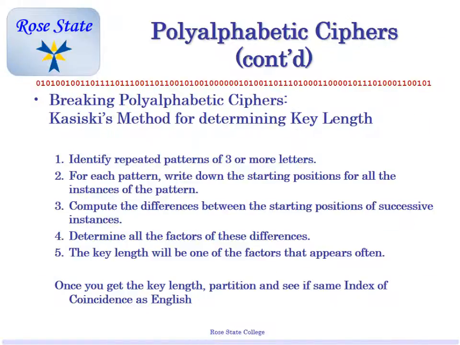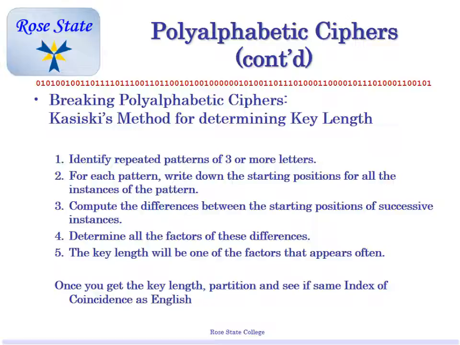So how does this work? Here's how the Kasiski method works. You will have to do this. I will show you an example. Find repeating patterns of 3 or more. The longer the pattern, the better. I think the one you're working with is 15. For each pattern, write down the starting position of it. Then compute the difference between the starting positions, which I'm going to show you an example. Then factor these out, and then the key length will be one of the factors.